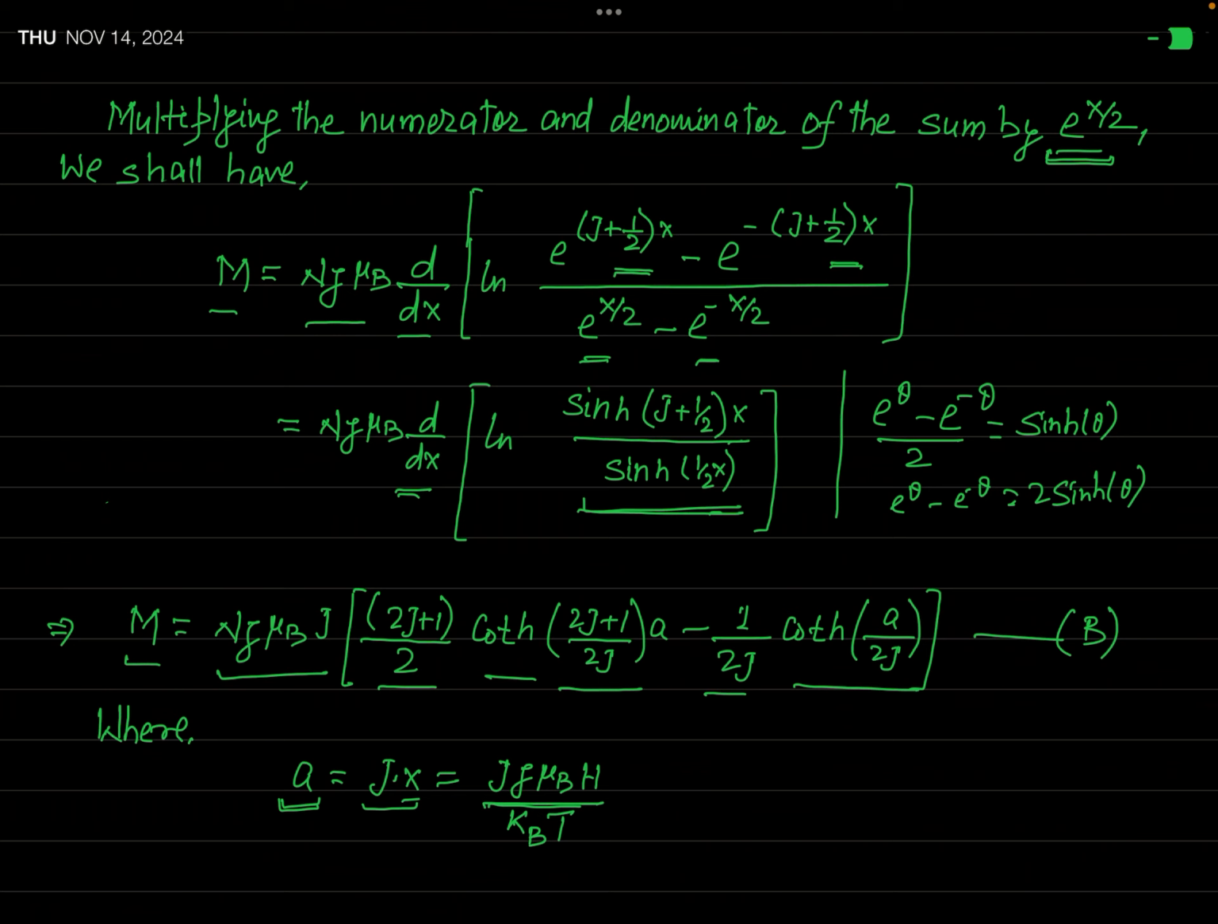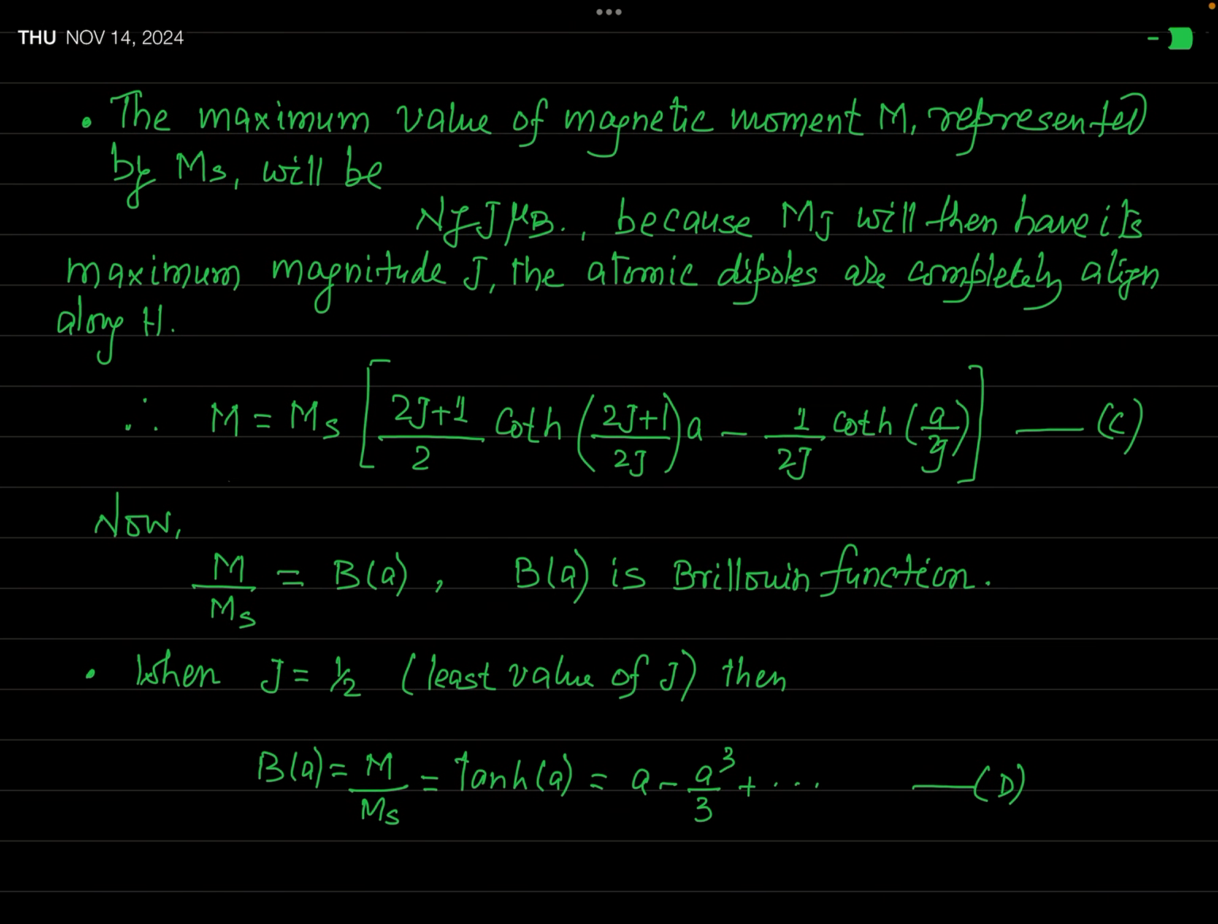Now let us see this result. Actually in this result, this N g mu B J is the maximum value of this magnetization, because the maximum value of the factor inside this square bracket will be equal to 1, and then M will be maximum, and that maximum value will be equal to N g mu B J. In fact, this N g mu B J is also called saturation magnetization, and it is denoted by Ms.